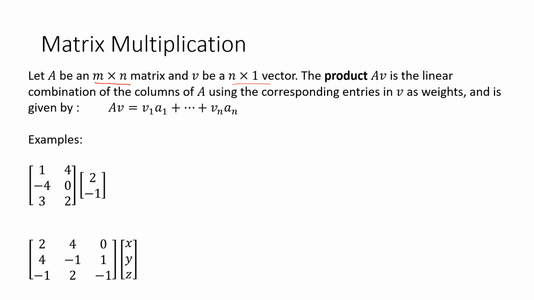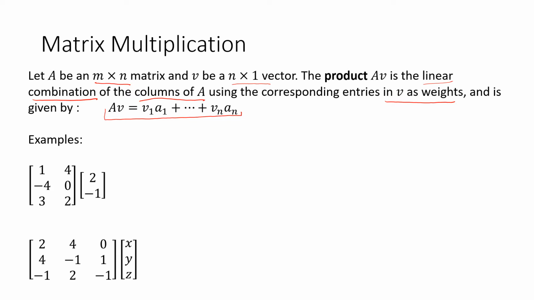When we talk about the product of a matrix times a vector, we think of it as a linear combination. Now we saw what linear combinations were. The product is a linear combination of the columns of A using the corresponding entries in V as weights, and is given by that formula, where the v_i are the entries in V and the a_i are the columns of A.